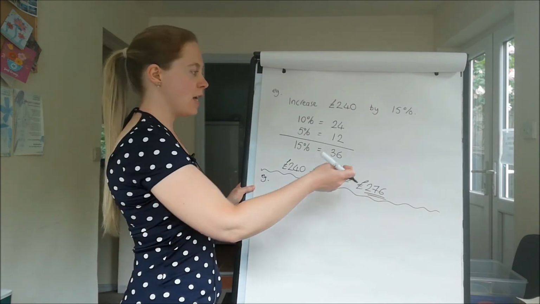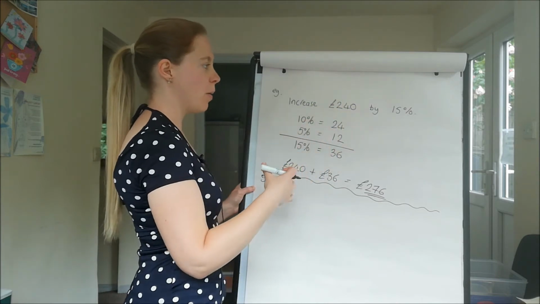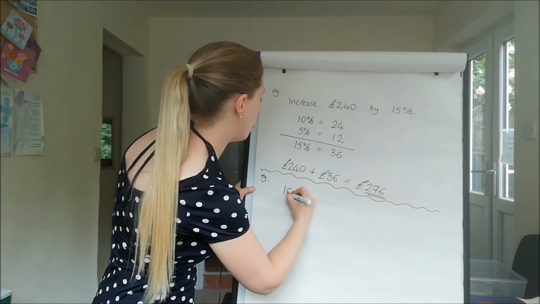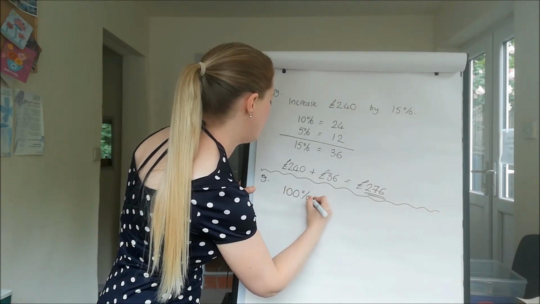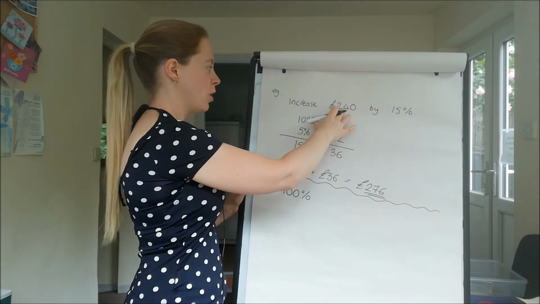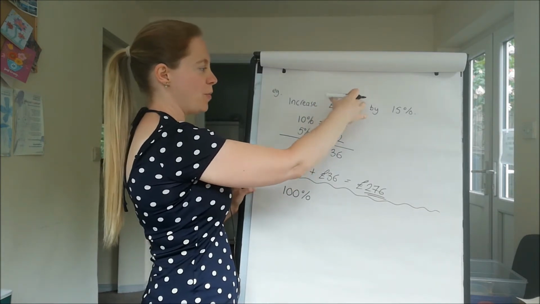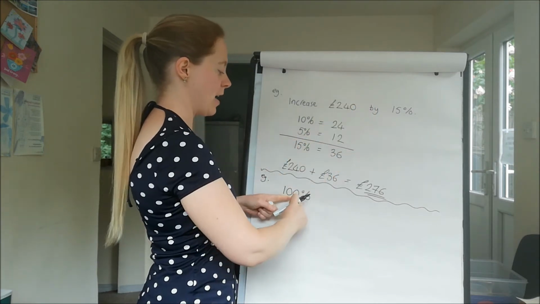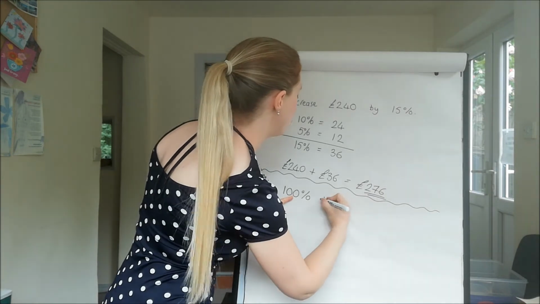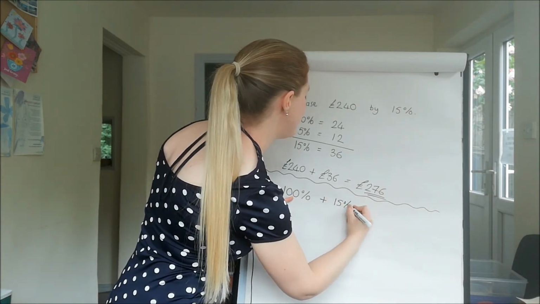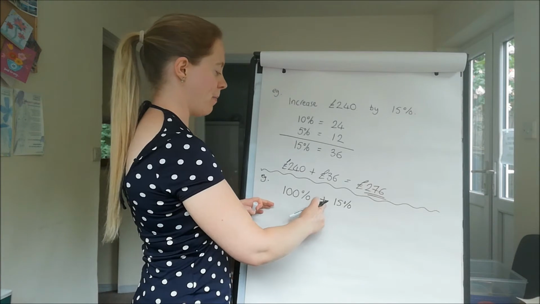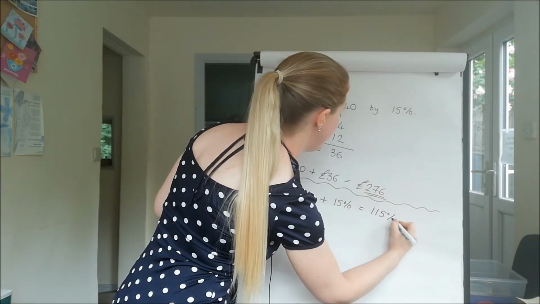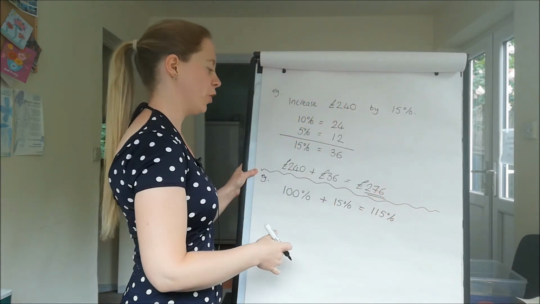Now, if I was to increase £240 by 15% using a calculator, I need 100% of £240 because when I increase £240 by 15%, I'm going to have all of what I started with, i.e. 100%, plus another 15%. So we'd have 100% plus 15%. So we're really being asked to find 115% of £240.